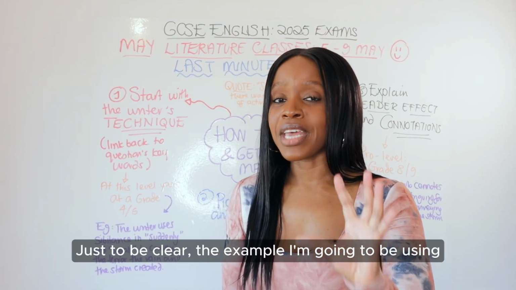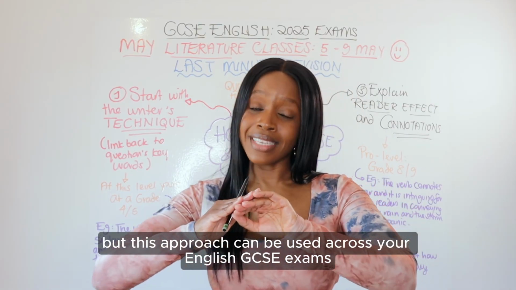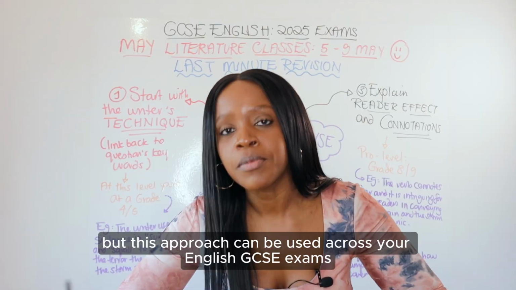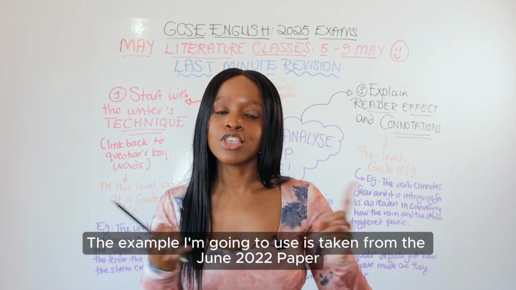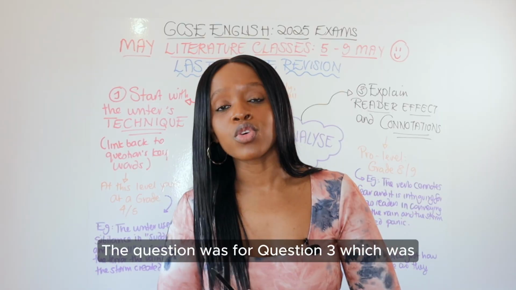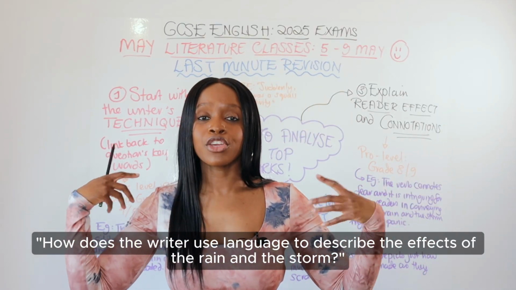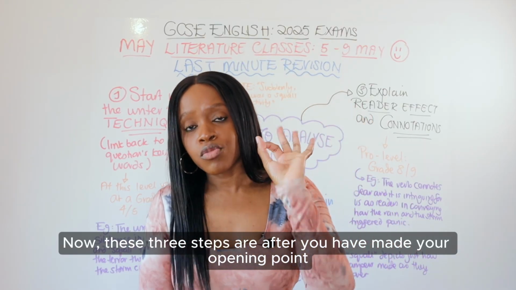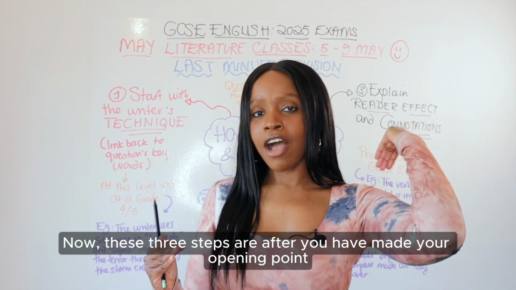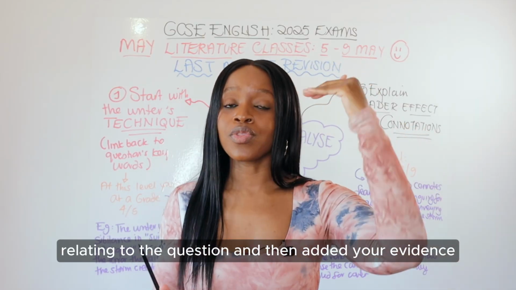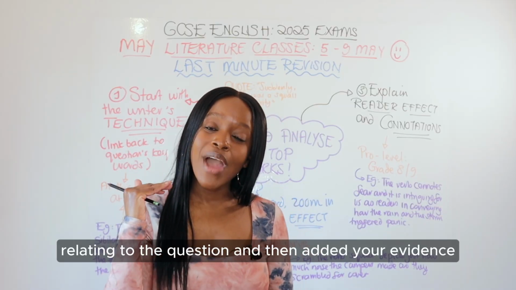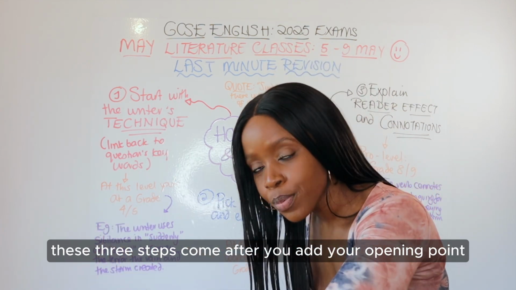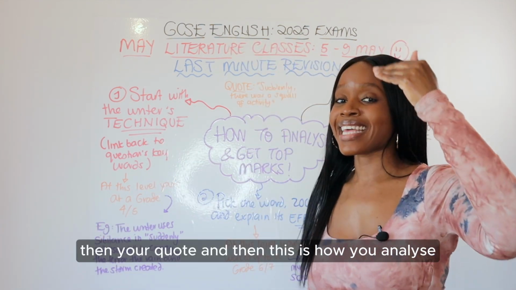Firstly, just to be clear, this approach can be used across your English GCSE exams. The example I'm going to use is taken from the June 2022 paper. The question was for question number 3, which was: how does a writer use language to describe the effects of the rain and the storm? Now, these 3 steps come after you have a major opening point relating to the question and then added your evidence. So these 3 steps come after you add your opening point, then your quote, and then this is how you analyze.